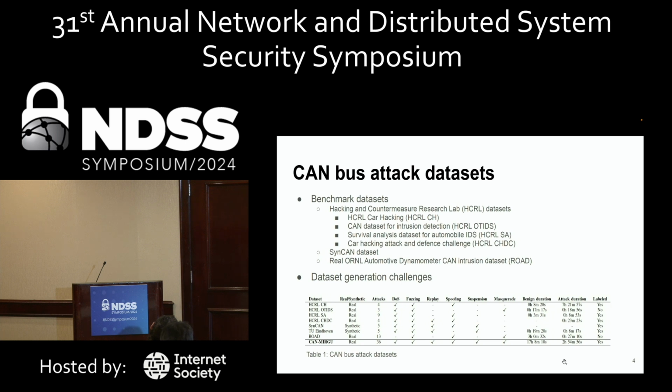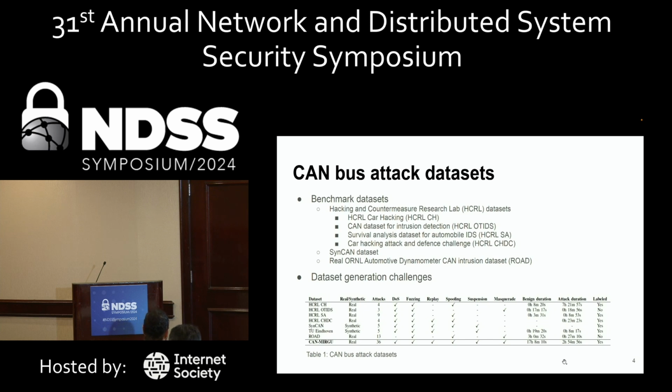Generating real attack data on a moving vehicle poses significant challenges, primarily due to the high cost and associated risk involved. As a result, there are only a limited number of CAN bus attack datasets available for IDS evaluation. Some existing datasets, such as those produced by the Hacking and Countermeasures Research Lab, have limitations. These include the use of high-frequency injection methods, making the attack easily detectable, as well as lack of benign data and the generation of attack data while the vehicle is parked.